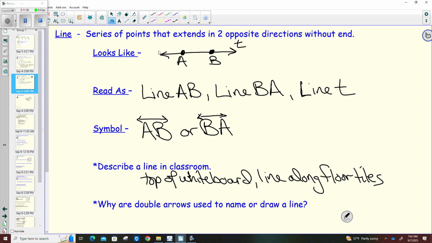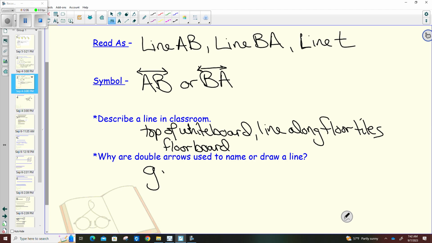Say it one more time. Floorboard? Okay, what do you mean? Oh, that. Got you. The thing along the edge of the wall, the floorboard. I was totally not thinking that way. But yes, that is 100% a line. Nice work. All right, why do you think we use double arrows to name it or draw it? Perfect. Goes on forever, and we have to show that with the arrows. Good? Anything else?